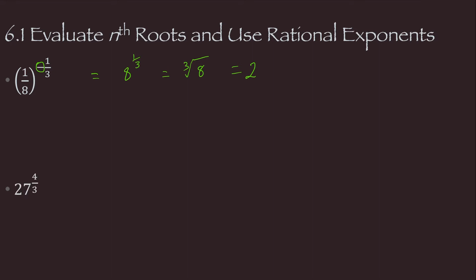27 to the 4/3. The index is 3, so it's the cube root of 27. And then the 4 could be either inside the root or outside the root. It doesn't matter. In this case, I'm leaving it outside the root because it'll be easier, because I know the cube root of 27 is 3, because 3 times 3 is 9 times 3 is 27. And 3 to the 4th is 81. So 27 to the 4/3 is 81.